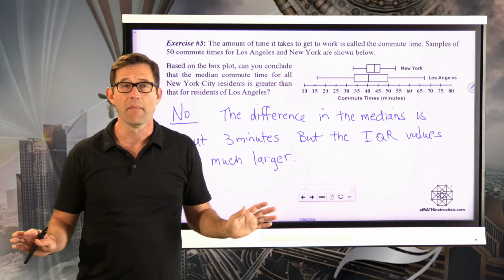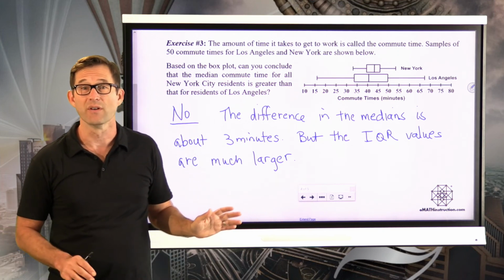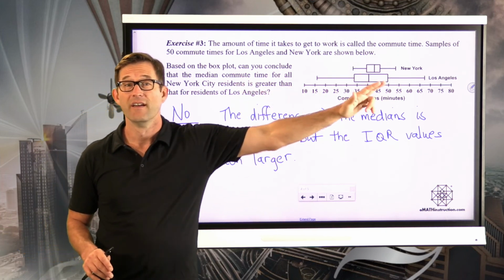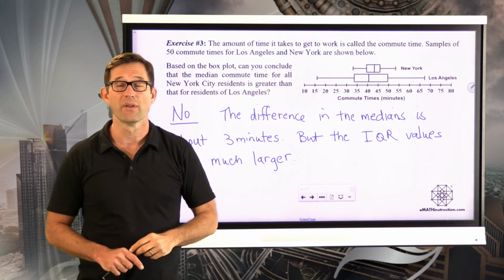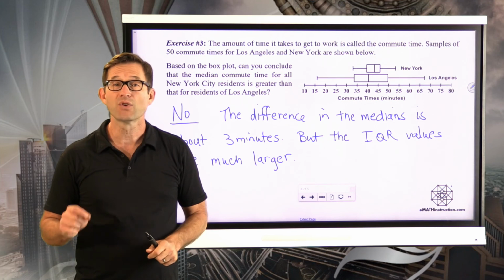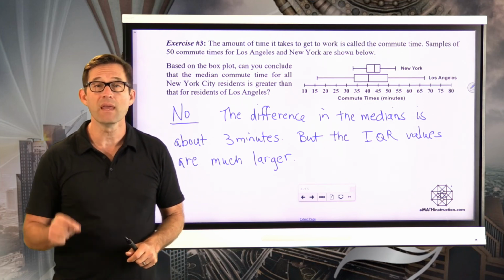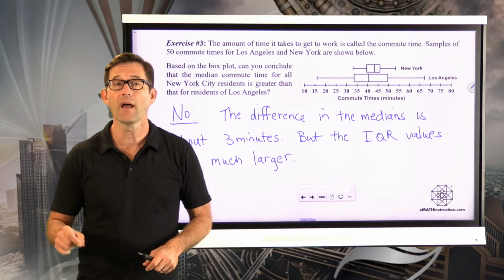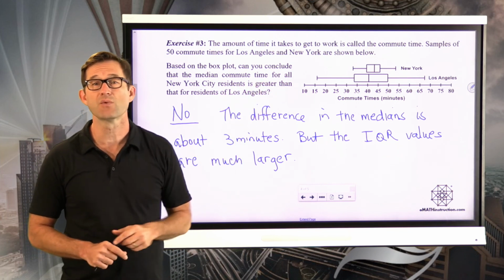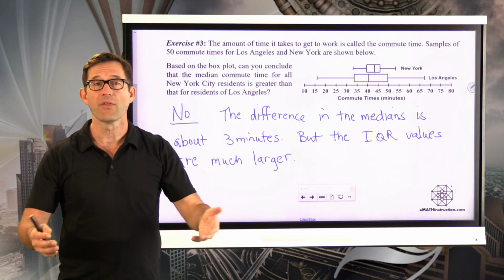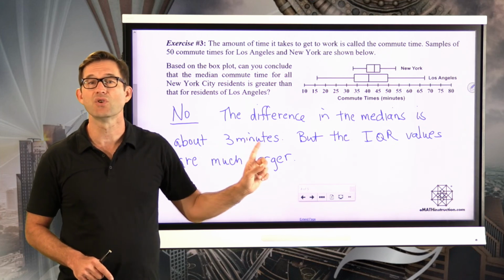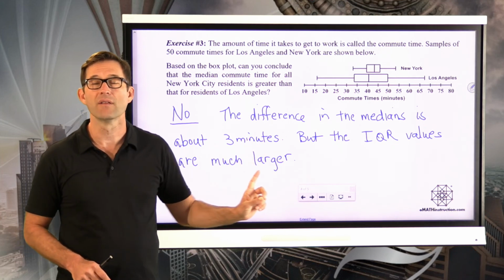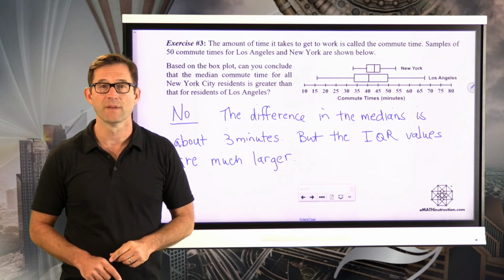But that doesn't really matter. I think one thing we could say for certain is probably that the variation in the population for Los Angeles is greater than the variation in the population for New York. But in terms of making a conclusion about the median commute time, we cannot, based on these results, infer anything about the populations because the difference in the medians is too small compared to the variation in the data set.